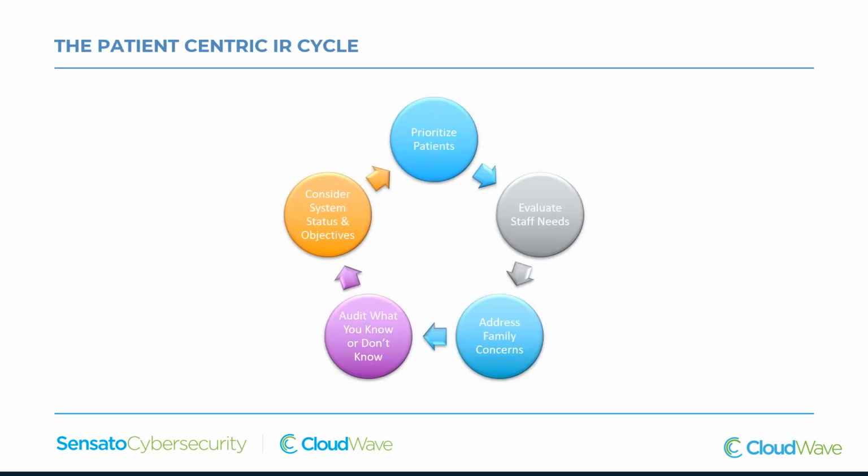This really becomes a patient-centric incident response, where we prioritize the patients, we evaluate the staff needs, we address the family concerns, we talk about what we know versus what we don't know, and this is a critical piece of the incident response. Then we talk about our system statuses and our objectives. But this doesn't end there. We have to continue thinking about prioritizing the patients. As things come back online, what systems do we bring online first? Are we continuing to evaluate and communicate with our staff and stay on top of where they are emotionally? Are we continuing to update and address the family? Are we continuing to evaluate what we know versus what we don't know, what we should know?